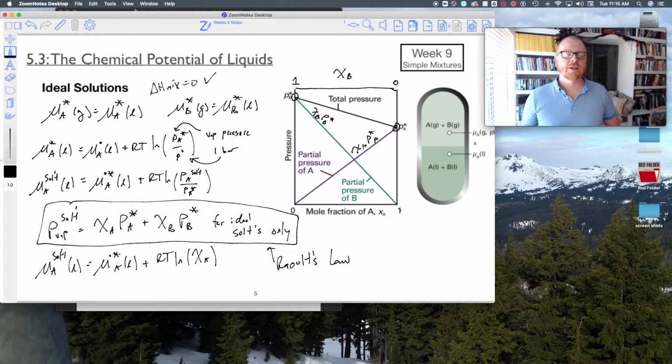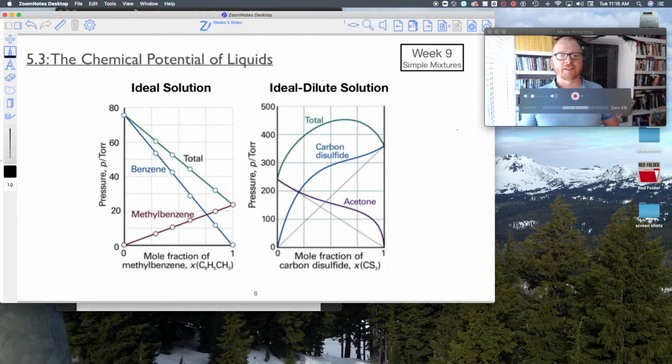And so if a solution obeys this law, in other words, I can just add up the mole fraction weighted vapor pressures, then it's an ideal solution, in addition to this criterion as well, okay? So let's move forward with that, and let's talk about now ideal solutions, and instead of saying real solutions, we call them ideal dilute solutions, okay?